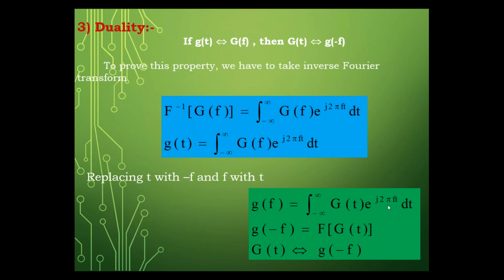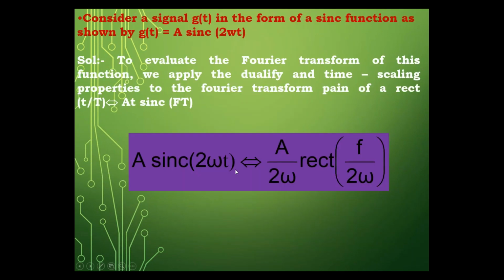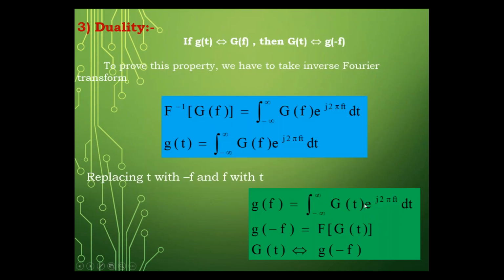And here also, in the place of t, you need to write minus. So you can write e power minus this one. So this is nothing but the Fourier transform of capital G of t, which you can write as g of minus f. That is how you can prove this property, the duality property.